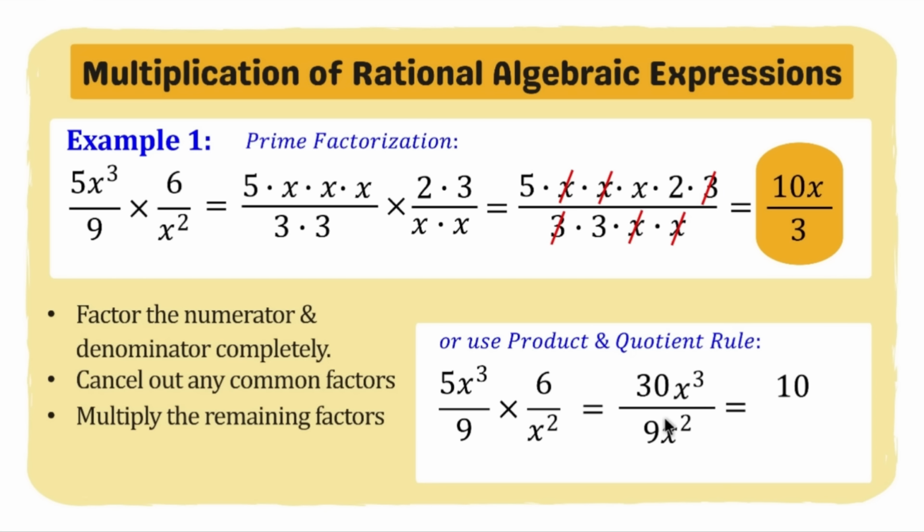Yes, we can simplify by dividing both the numerator and the denominator by 3. We will get 30 divided by 3 is 10. And then 9 divided by 3 is 3. Therefore, our final answer is 10x over 3.